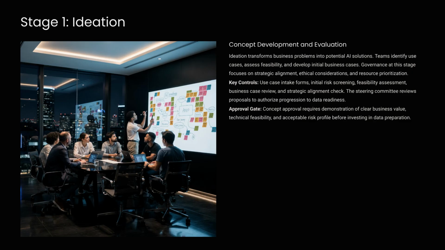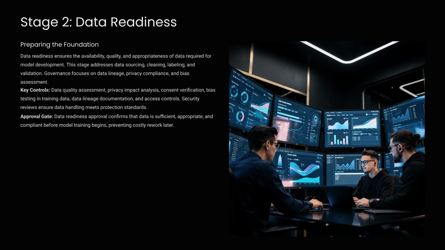Stage 1, ideation, focuses on concept development and evaluation. Governance ensures strategic alignment and ethical considerations. The concept approval gate requires clear business value and an acceptable risk profile. Stage 2, data readiness, ensures data is available, quality checked, and appropriate. Controls include bias testing and privacy analysis. Approval confirms data is sufficient and compliant before training begins.